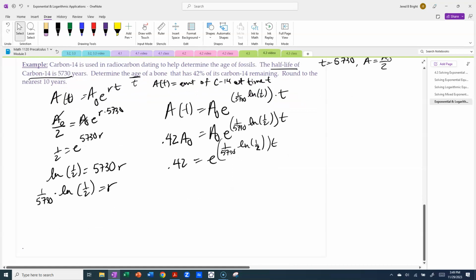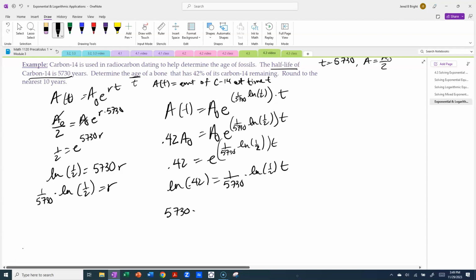Man, this is a lot of work, but it's a good problem. It's good practice in using your logarithms. So convert to a logarithm, so I'd have natural log of 0.42 is equal to 1 over 5730 times natural log 1/2, all times t. And then to isolate t, all this other stuff in front of it needs to move over. So at the end of the day, 5730 times natural log of 0.42 divided by natural log of 1/2 is equal to t. That was a lot of algebra presented very quickly. If you have questions, let me know in class.